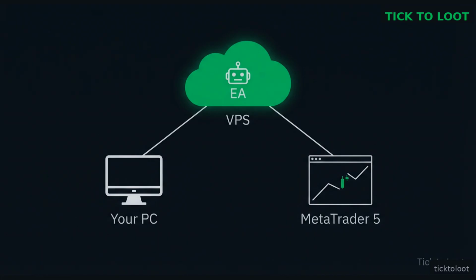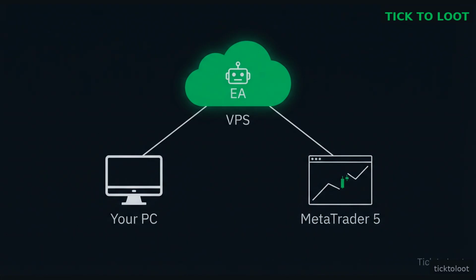Now, an EA, or expert advisor, is a piece of code that runs inside a trading platform such as MetaTrader 5 and makes trading decisions automatically based on the rules you programmed. When you run an EA on your home PC, it only works while that computer is on, connected to the internet, and not sleeping. By moving the EA onto a VPS, you are essentially placing it in that remote, always-on computer. The VPS stays powered 24/7, has a stable internet connection, and typically runs on high-speed servers.